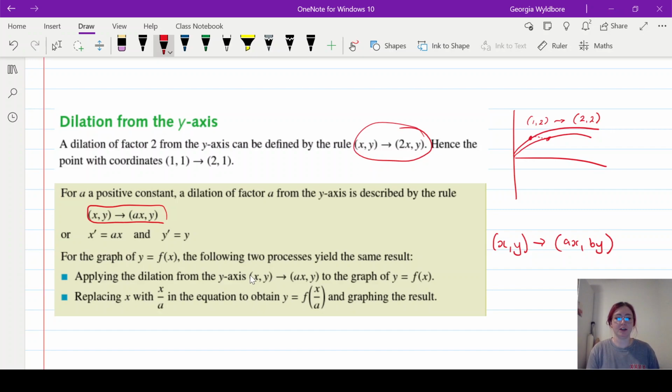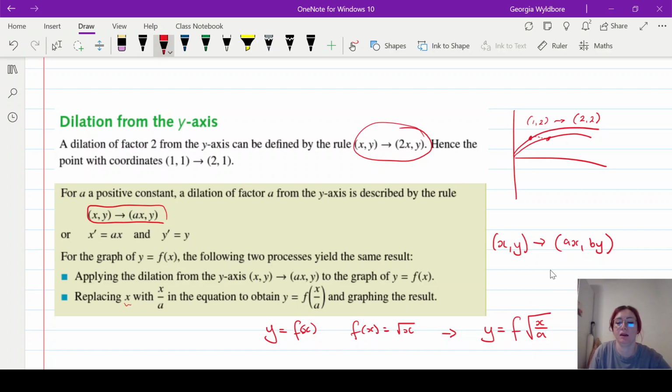Exact same process when you're rearranging. So you would replace the value of x in your equation with x over a. So your equation becomes y equals f of x over a. And so we know that when we have something else in that bracket of the function, we can just replace it in the equation. So if we had y equals f of x and f of x equals root x, then this would map to y equals f of x over a, which is root of x over a.